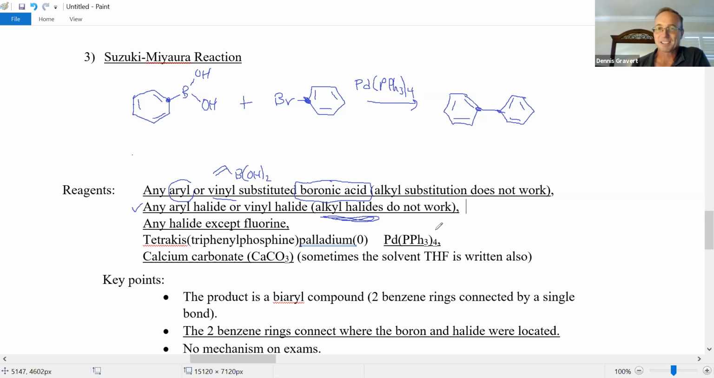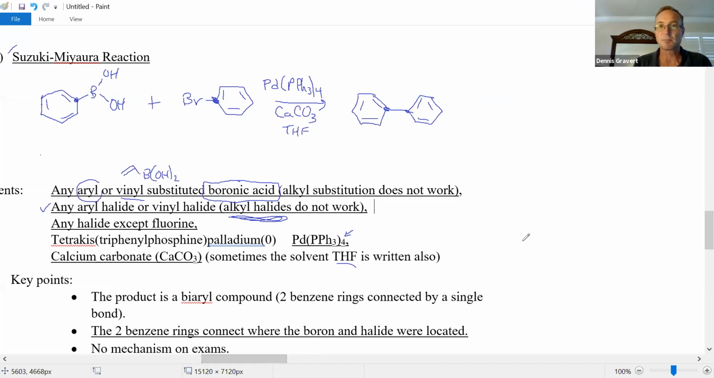You don't have to memorize that structure. I'm not going to be drawing it on an exam. There's too much. You will just need to recognize this chemical formula. Recognize that there's a boron, not bromine, boron attached to a carbon, and that's going to identify the Suzuki-Miyaura reaction. You need a little calcium carbonate. Sometimes THF is listed here, but that's a solvent. It's not required. And those are your reagents.